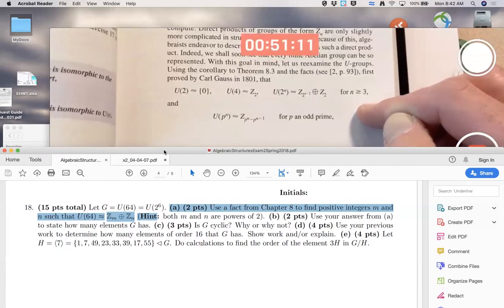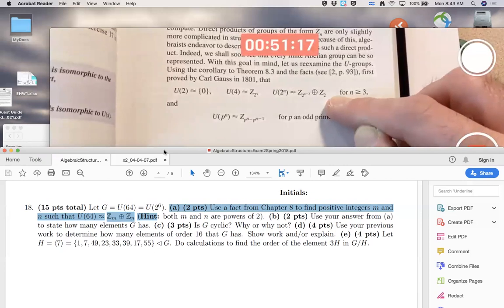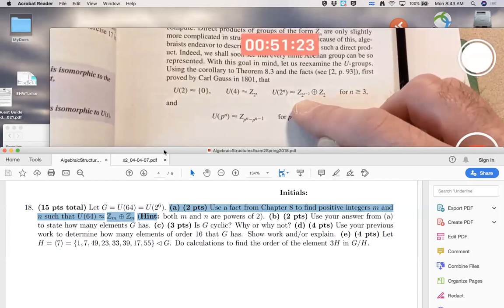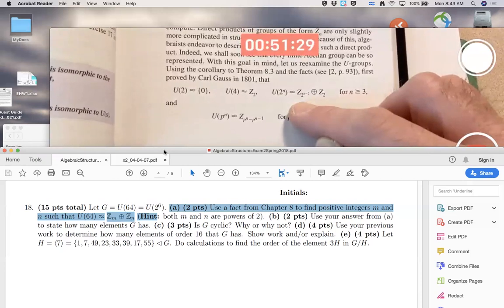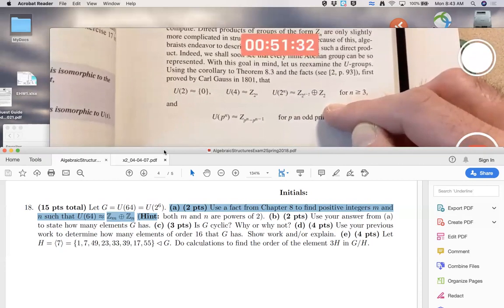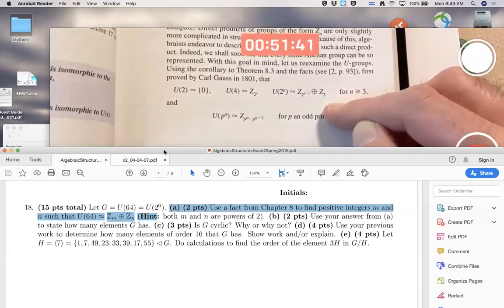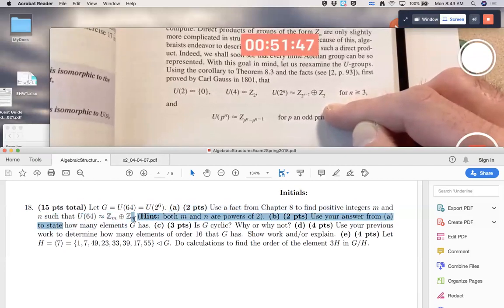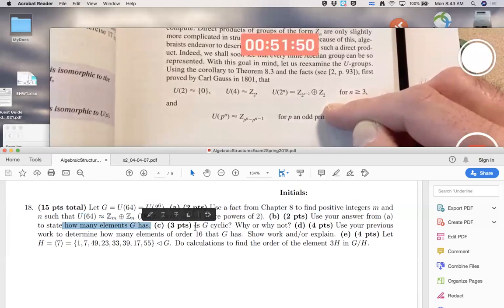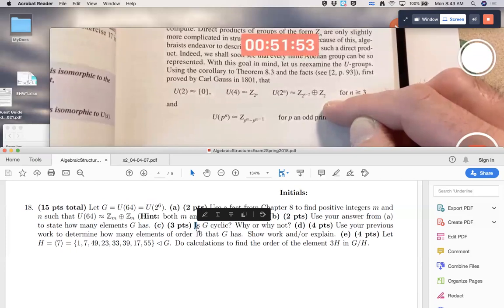So looking at this particular problem, number 18, 64 is 2 to the 6th. So that's this case. N is 6. Therefore, n minus 2 is 4. You'd have a Z sub 2 to the 4th external direct product with Z2. In other words, the external direct product of Z16 and Z2. Which, as I say in the hint here, is both m and n are powers of 2. And that, for example, would be a group of order 32, 16 times 2, which is the answer to B. Is it cyclic? Is Z16 external direct product with Z2 cyclic or not?